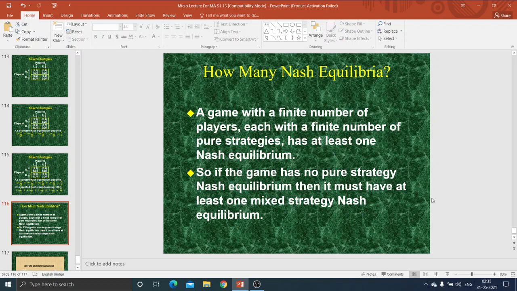So this is the whole topic of game theory which we covered today, especially as part of microeconomics. If you go through this thoroughly, things would be much better.